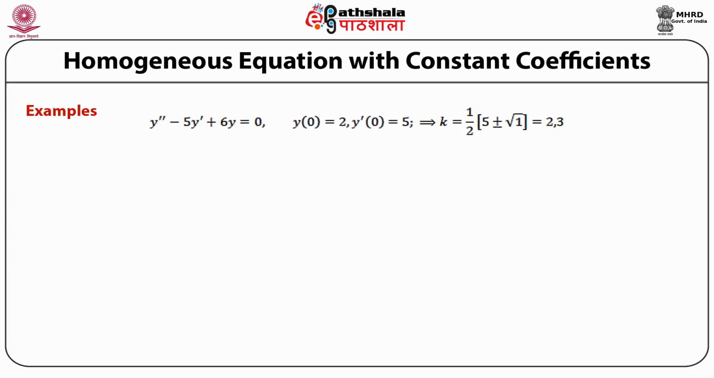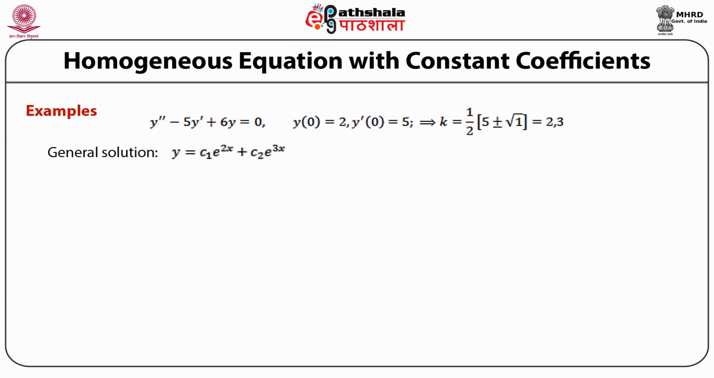First, the differential equation y double prime minus 5y prime plus 6y equals 0. The initial conditions are given by at x is equal to 0, y is equal to 2 and at x is equal to 0, the first derivative of y equals 5. Therefore, k is equal to 1 by 2 multiplied by 5 plus minus square root of 1, which gives the value of k as 2 and 3.